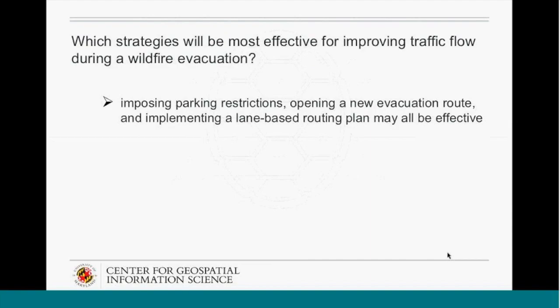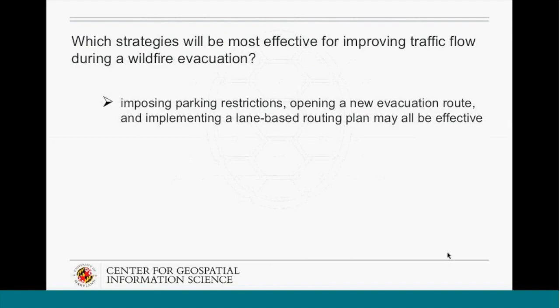Okay. So the idea there was that if a wildfire were to break out on a Saturday afternoon when there's a ton of people hiking up in that area and are parked on the street, you'd have extra vehicles that you would have to evacuate. Yeah. So one of the possible strategies that have been talked about was imposing parking restrictions, right?